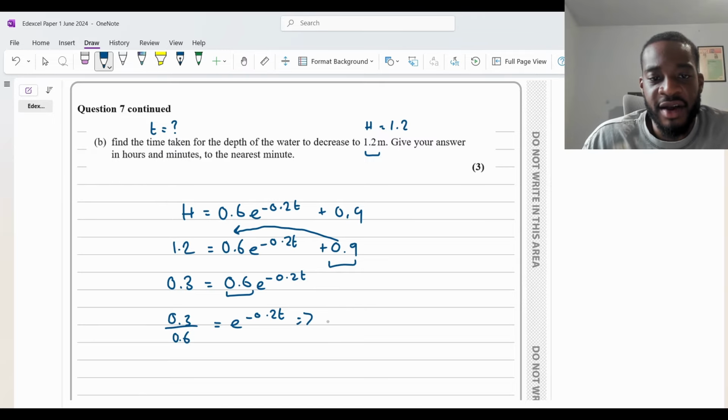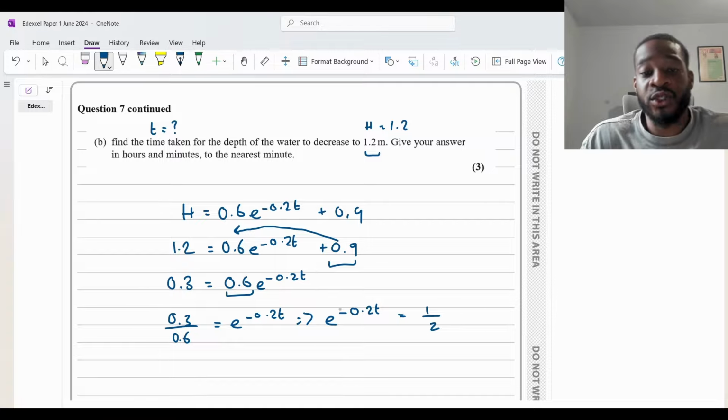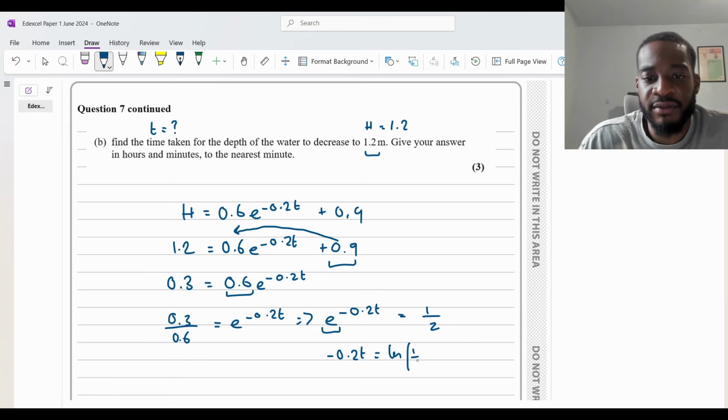Now 0.3 over 0.6, that's just a half, isn't it? Right? So therefore, I can actually write this as e to the negative 0.2 t is equal to 1/2. Now remember, we're trying to figure out what t is. We've got an exponential. We need to get rid of this. We do this by doing the opposite of e's, which is taking ln's. So we need to take the ln of both sides. So when I take the ln of both sides, that will cancel. It'll be minus 0.2 t is equal to the ln of 1/2.